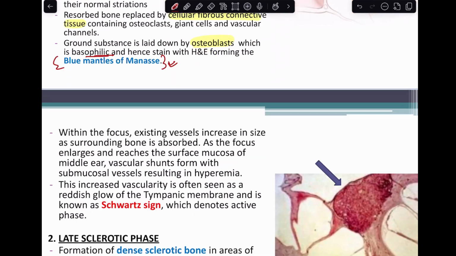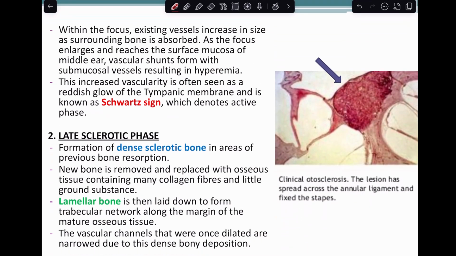Now, within the focus itself, the existing vessels start increasing in size as the surrounding bone starts getting absorbed, and so the focus is enlarging and reaching the surface mucosa of the middle ear. Vascular shunts form with submucosal vessels, resulting in hyperemia. This increased vascularity is seen as the reddish glow behind the tympanic membrane, and this is known as the Schwartz sign. When we see the Schwartz sign, what does it denote? It denotes that the otosclerotic lesion is in the active phase currently.